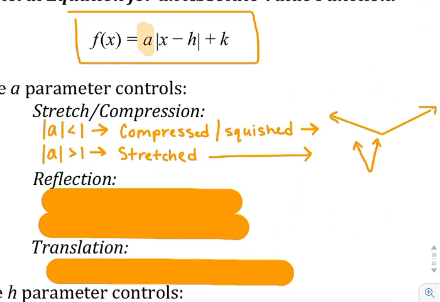So if your a value is smaller than 1, the absolute value, we don't care if it's negative or positive at this point, it's going to be compressed. If it's larger than 1, it's going to be stretched.